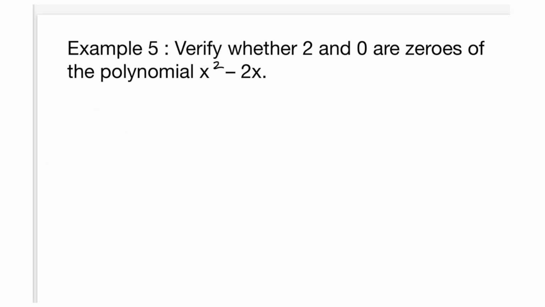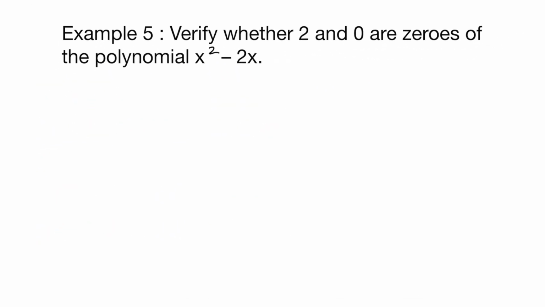Moving on to the next example, and this is the last example for this video and also for this section, right? In the next video, we are just going to see the exercise. So the last example, let me just read the question first. Verify whether 2 and 0 are zeros of the polynomial x squared minus 2x. So let me just write that out here. P of x is equal to x squared minus 2x.